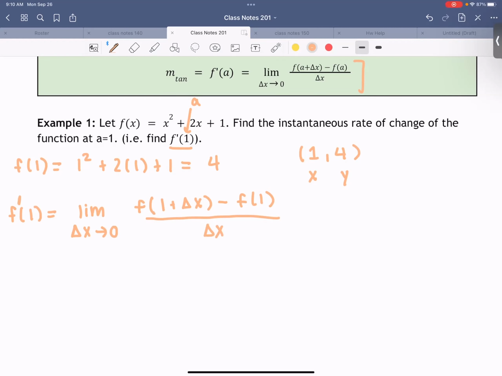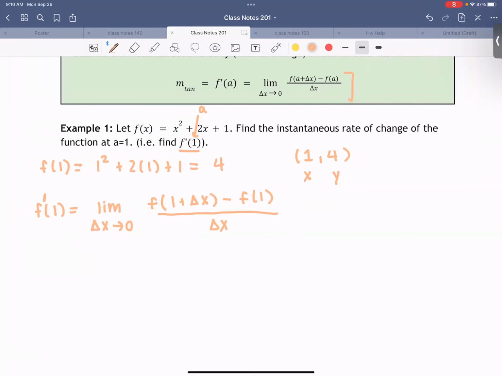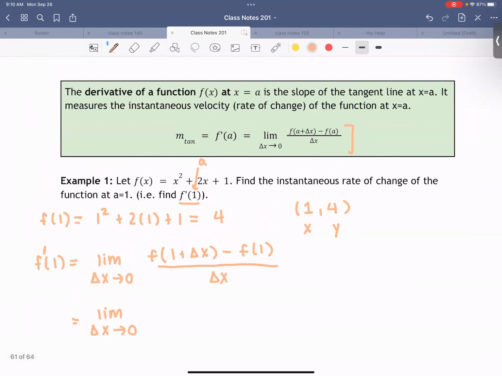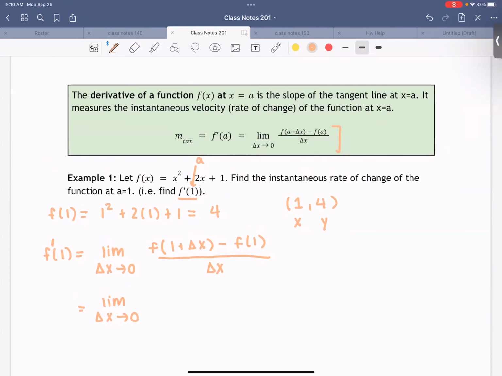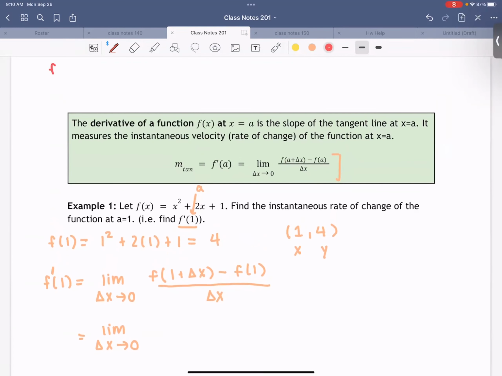Okay, so I want to find what this is. I know what f is. Why don't we just start plugging in our values, simplifying things out? What is f of 1 plus delta x? Good question. Okay, I know what f is. I know f is x squared plus 2x plus 1. And let me write that out. So f of x is x squared plus 2x plus 1.